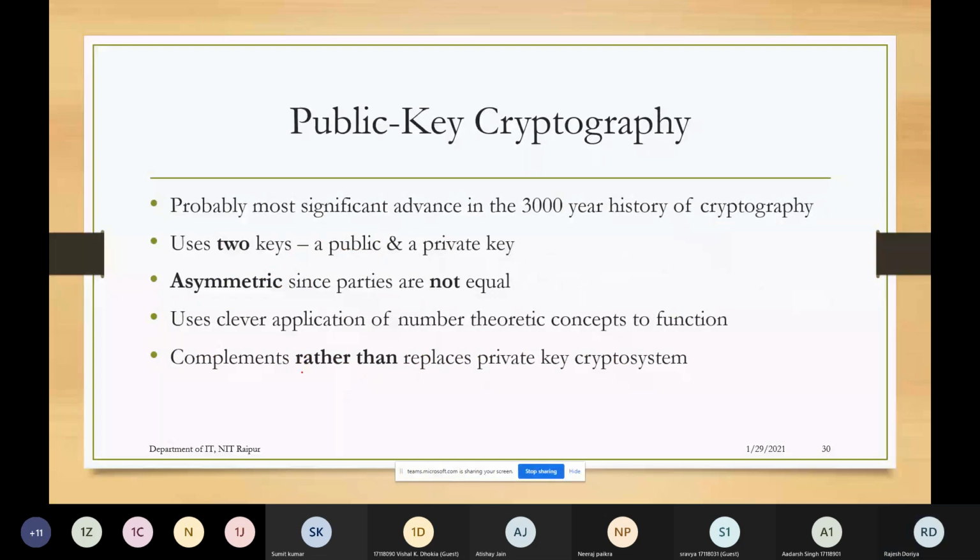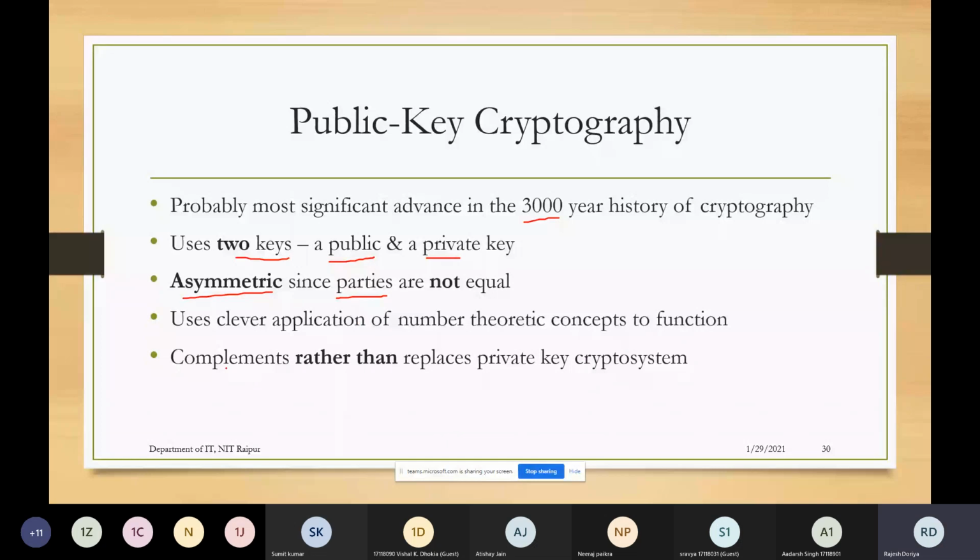If you talk about public key cryptography, it has been considered the most significant advance made in the last 3000 years. In this particular type, two keys are generally used, called the public key and the private key. This has been termed asymmetric because these keys are not equal, or you can also say that the parties having these keys are not equal. One party is going to possess the public key, and the other party is going to possess the private key. Okay.